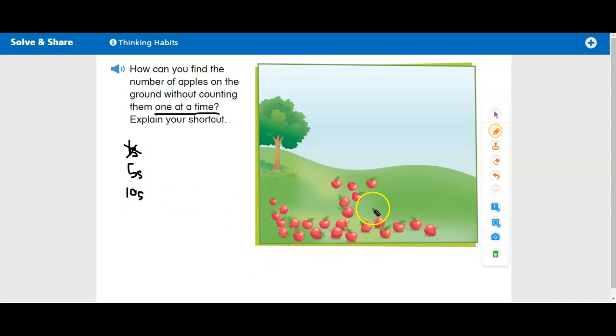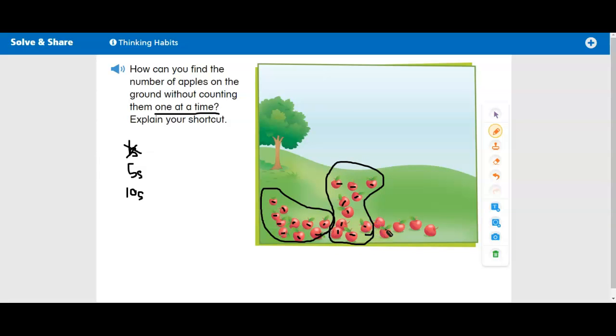By the looks of it, I can see there are a lot of apples. I can look at my apples here and find a group of 10 to count. 1, 2, 3, 4, 5, 6, 7, 8, 9, 10. Then I can circle my big group. Now I can do it again. 1, 2, 3, 4, 5, 6, 7, 8, 9, 10. Here's my second group.